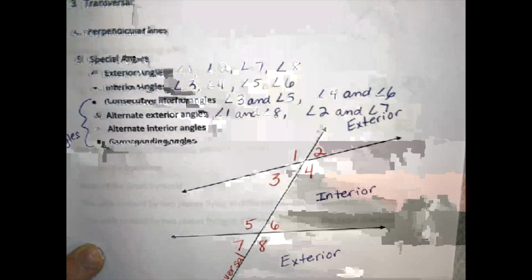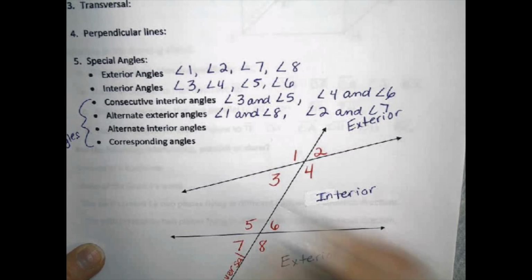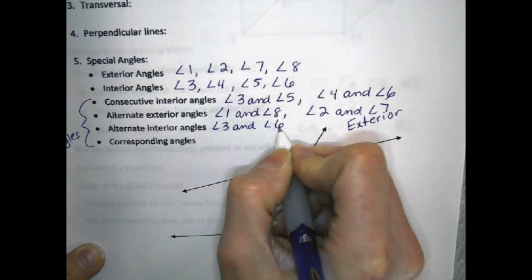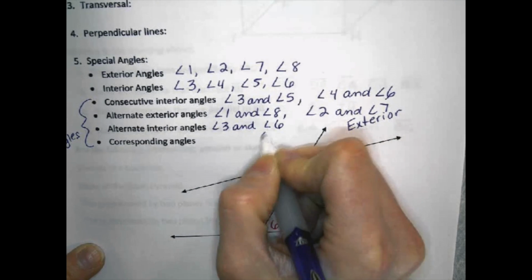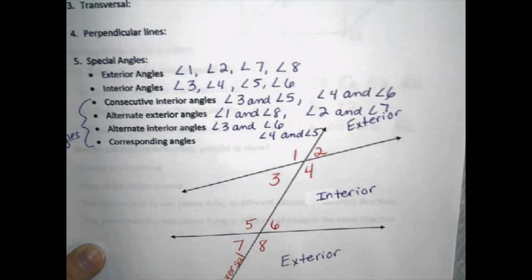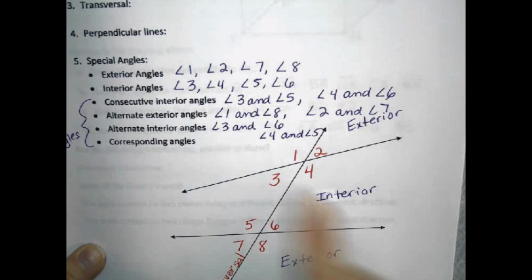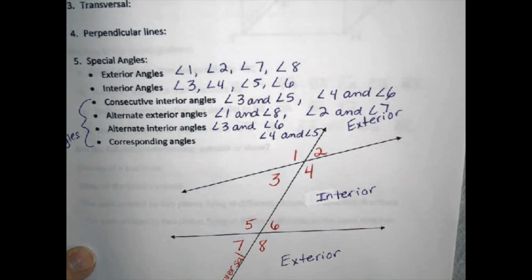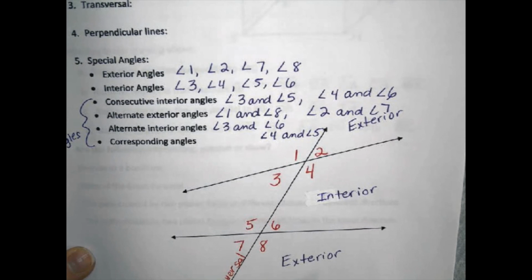We can have alternate interior. This would be angle 3 paired with angle 6, and also angle 4 paired with angle 5. Alternate simply means that they are on opposite sides of the transversal. Consecutive means that they are on the same side. We also have something special called corresponding angles. These are angles that are sort of lined up in the same position.